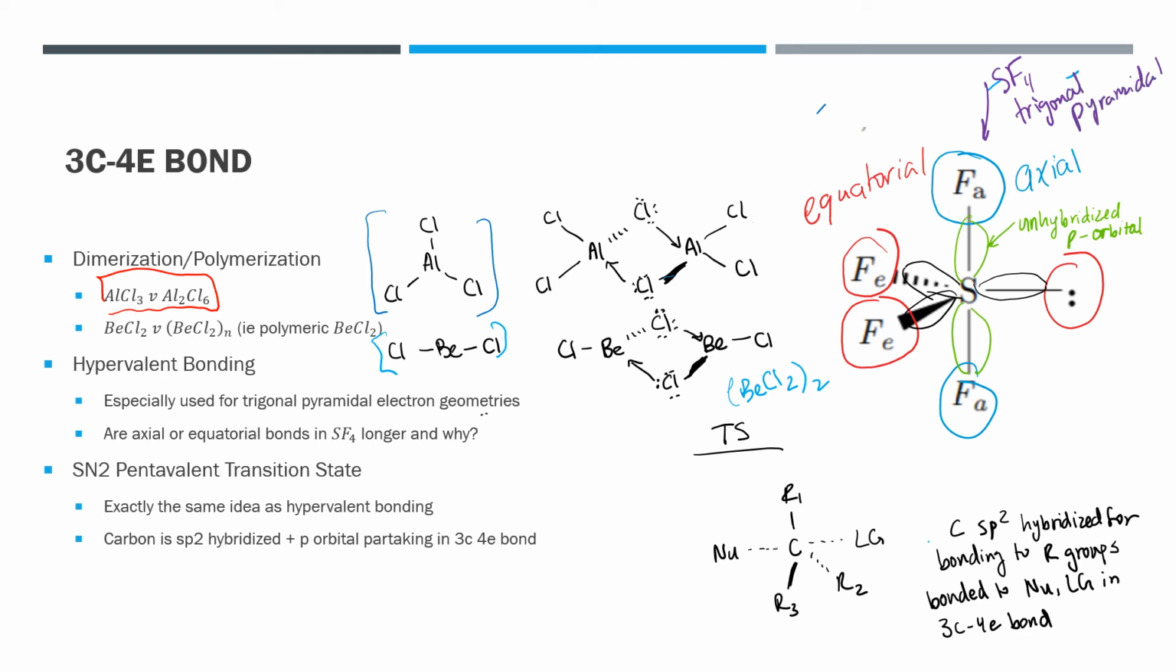So what we would think with VSEPR theory is that our sulfur is sp3d hybridized. And we would also think about the axial bonds. This is the question I want to ask: are axial or equatorial bonds in SF4 longer, and why?